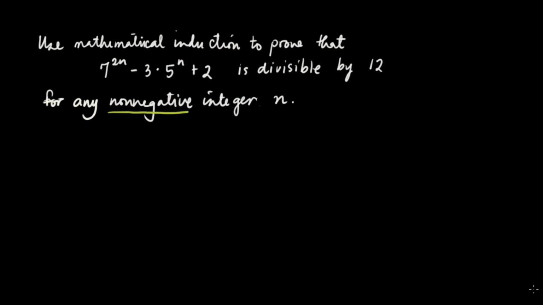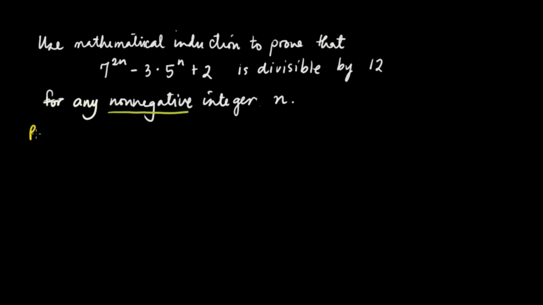We're going to prove another divisibility statement, and we're going to use math induction to prove that 7 raised to 2n minus 3 times 5 raised to n plus 2 is divisible by 12 for any non-negative integer n. Sa mga previous video natin, ang ginagamit natin ay positive integer n, but this time it's non-negative integer n. So instead of starting with 1, we're going to start with 0. Katulad pa rin ng process ng pag-prove natin, we have two parts.